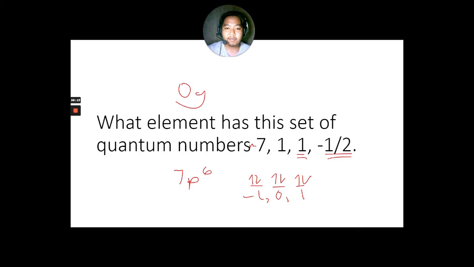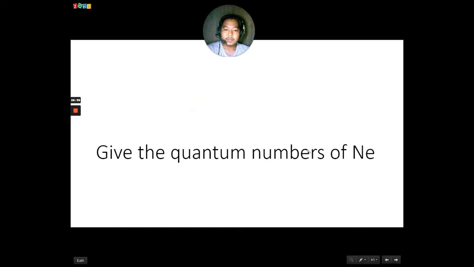Alright? We can identify the element using the set of quantum numbers by locating their electrons, how many electrons there are, or by their position, we can identify the number of protons, the atomic number, and the element itself. Now, a lot of information can be derived from these quantum numbers. So, for your task, give the quantum numbers of Ne. That's task number 1. I'll be writing it in the Google form.